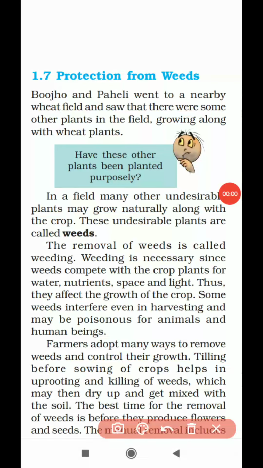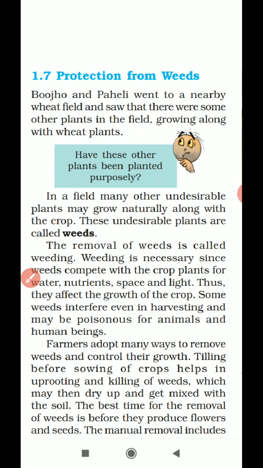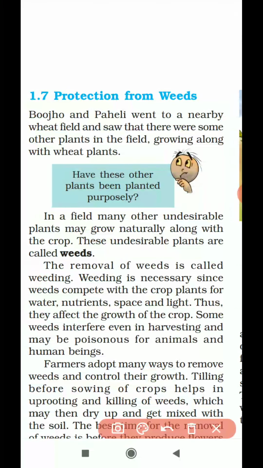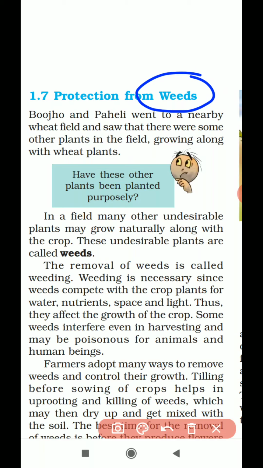Now we are going to learn about protection from weeds. Protection from weeds is the fifth agricultural practice practiced by our farmers. Okay, what are these weeds? I think you know, because in one of my classes I said what is the meaning of weeds. Weeds are nothing but the undesirable plants that are grown on the field.